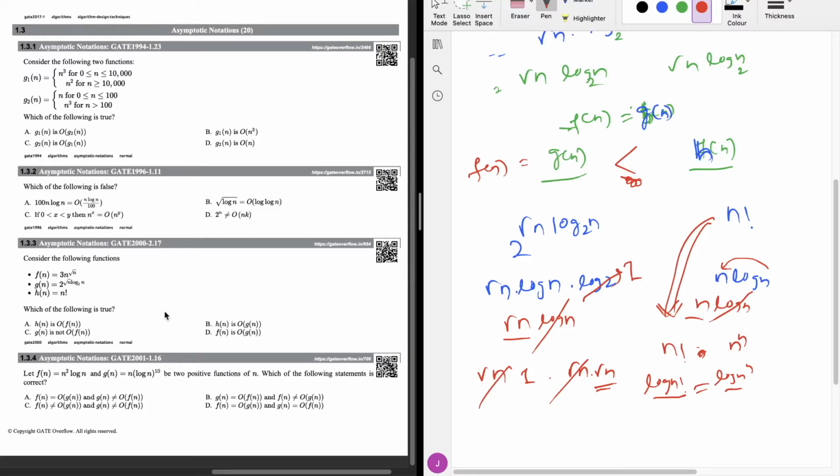So from this we can get the fact that h(n) is order of f(n). Is it true? No, because the function inside the big O should be greater than the outside function, but here f(n) is smaller than h(n), so this can't be true, so this is false. And h(n) is order of g(n): no, this is also false because g(n) is smaller than h(n). And g(n) is not order of f(n). Is it true? No, it is not true, because, sorry, if both are asymptotically equal, then also we can write it.